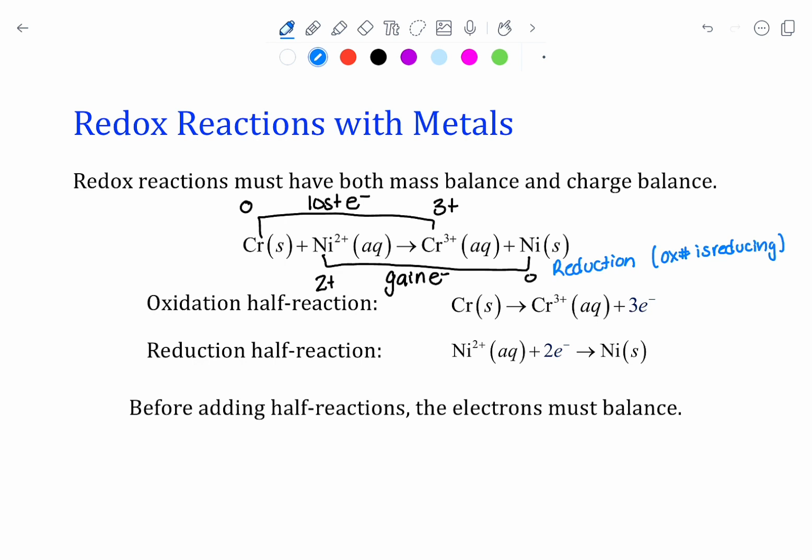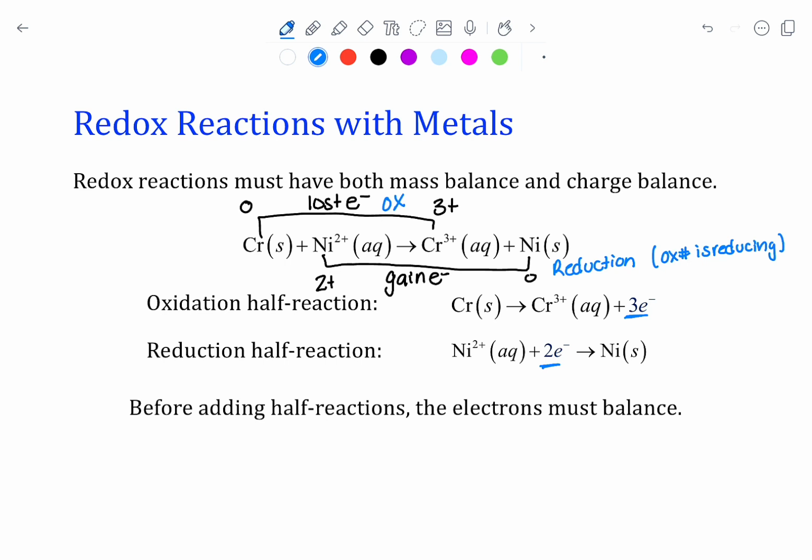So nickel is being reduced, chromium is being oxidized, so our oxidation half reaction shows that chromium solid is losing electrons. Specifically, it's losing 3 electrons because it turned into a 3 plus cation. Nickel is being reduced, so it's gaining electrons. Specifically, it's gaining 2 electrons and becoming nickel solid.